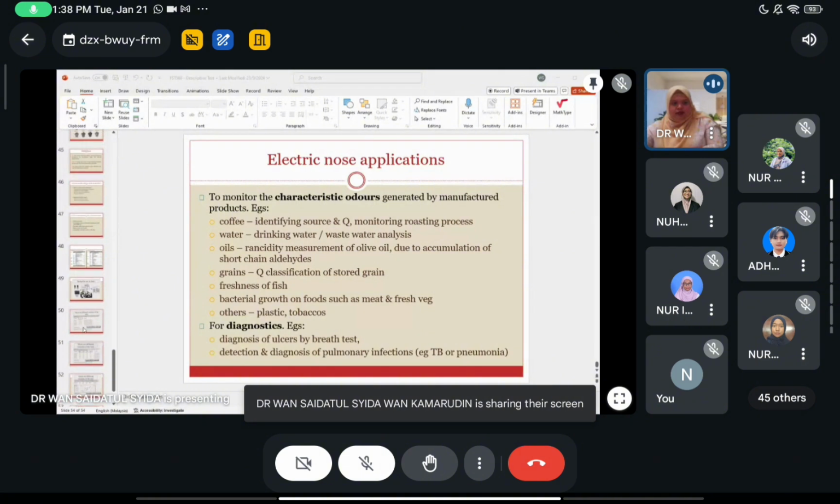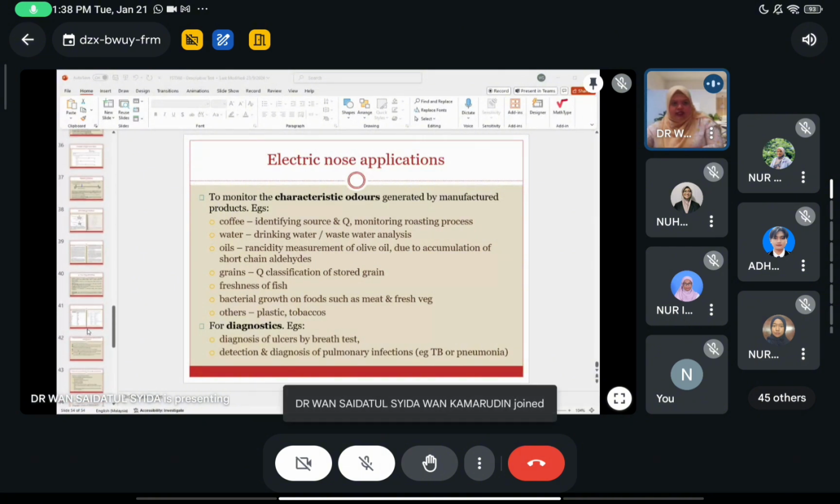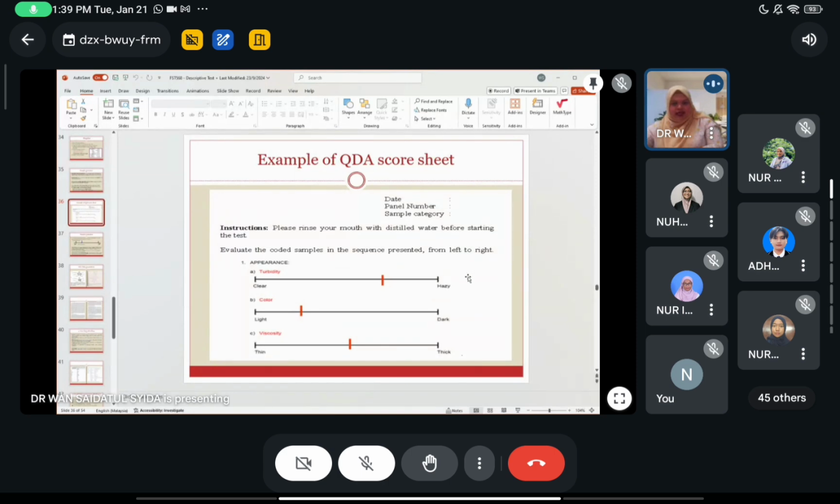Okay, now look at this QDA score sheet. Your QDA score sheet must be very detailed, especially on the attribute or the descriptor. You will be given a situation, and then you have to suggest the best descriptor, the best attribute that is related to the situation. And the descriptor must be very precise.